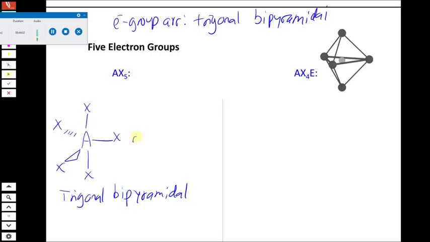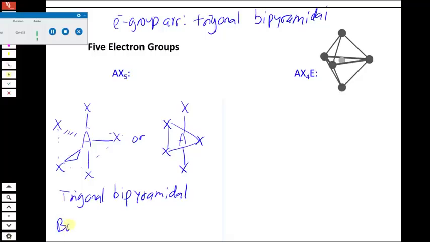Another way to draw this that's perhaps a little bit more convenient is remember that these 3 atoms here make up a triangle. So sometimes the way you'll see this drawn is you'll put A at the center of a triangle, and then you'll put one above and one below the triangle, X's at all those positions. So this is an equivalent way of drawing that geometry that's maybe a little bit more intuitive, showing you that there's a triangle of 3 atoms all in the same plane, and then one that goes above and one that goes below that plane. All right, so this is called trigonal bipyramidal.